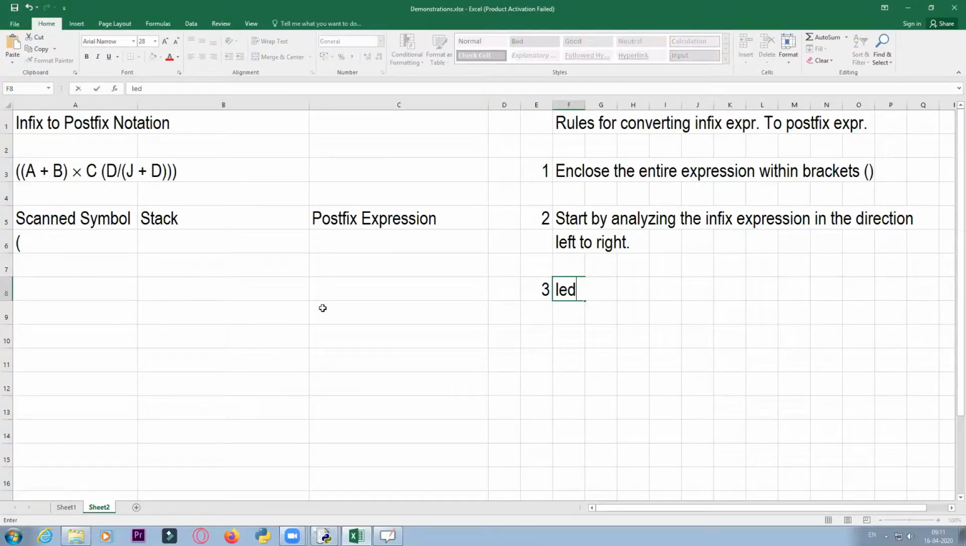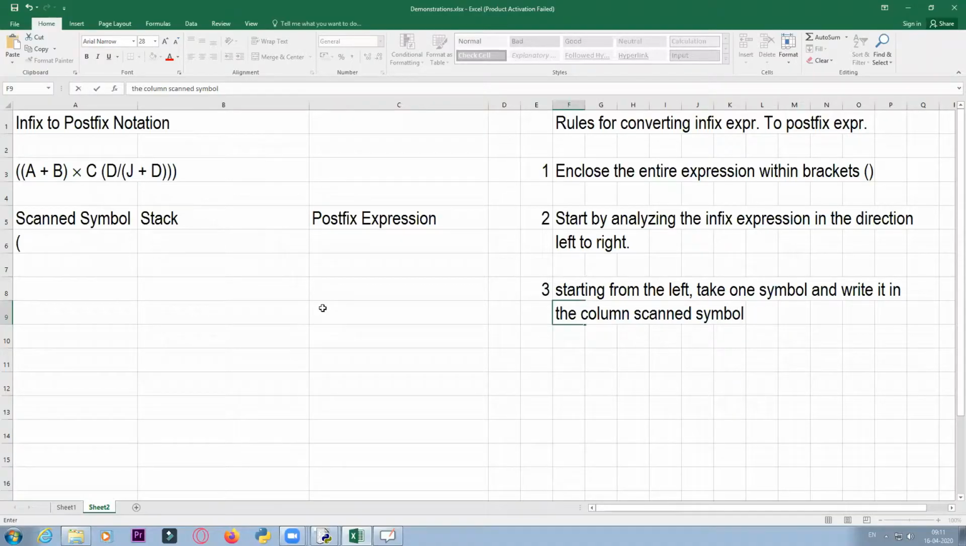So normally what we are going to do is, starting from the left, take one symbol and write it in the column scanned symbol. So you have to take one symbol from the left side and write it in the scanned symbol column as I have done it over here.